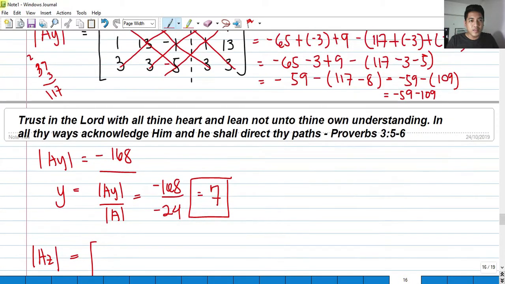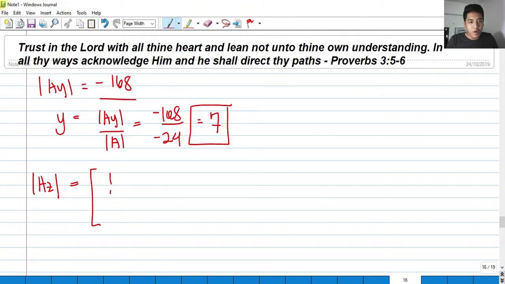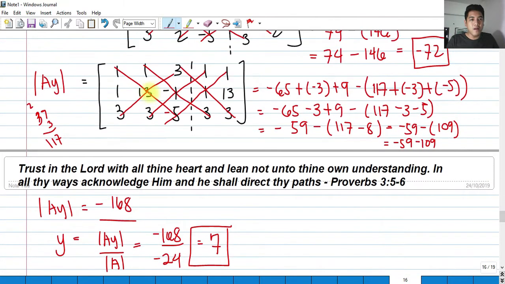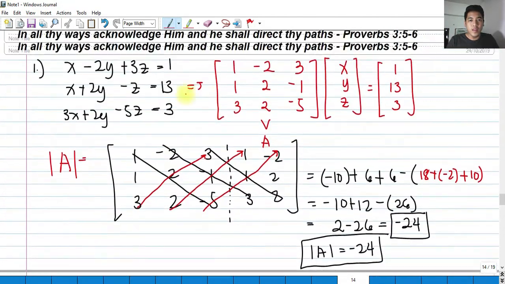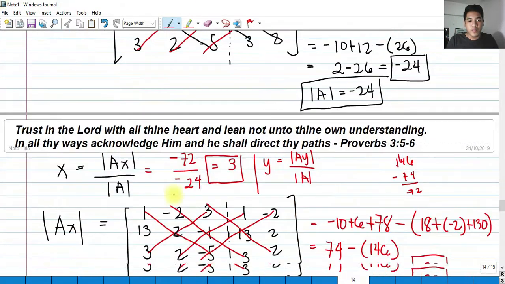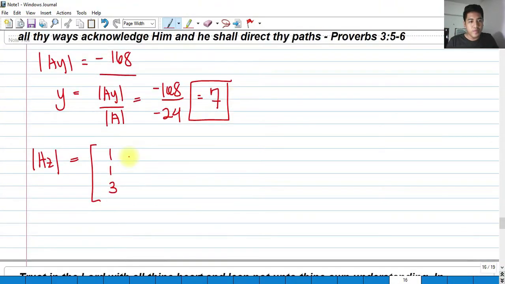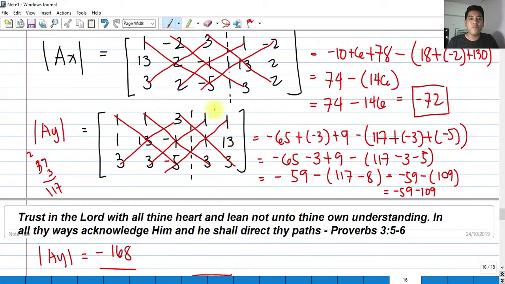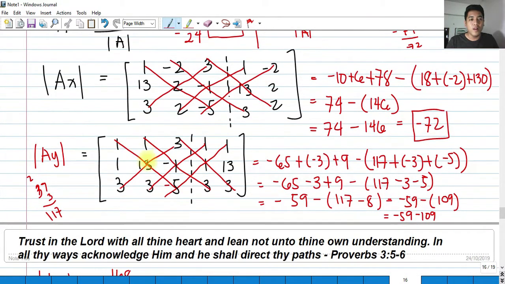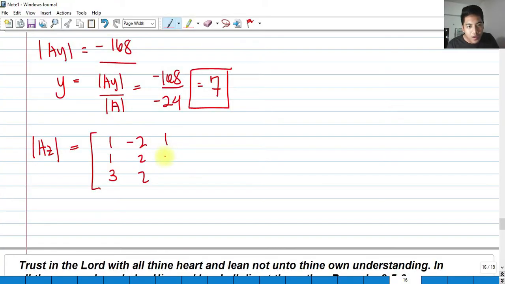So we have now the matrix 1, 1, 3, then negative 2, 2, 2, and then we have the constants, which are 1, 13, and 3. So 1, 13, and 3. Then copy the first two columns and get the determinant of this: 1, 1, 3, negative 2, 2, and 2.